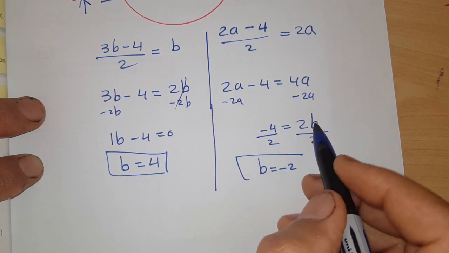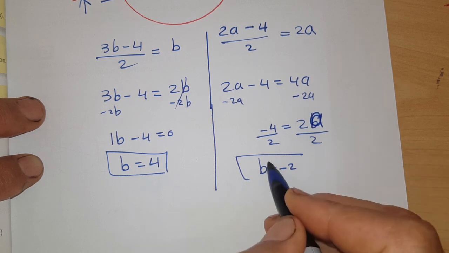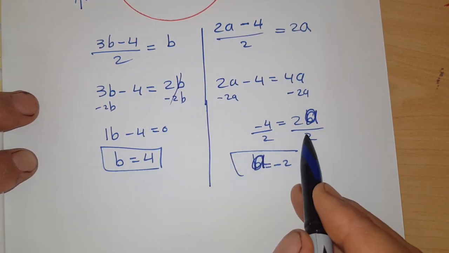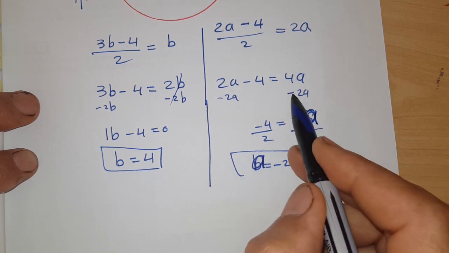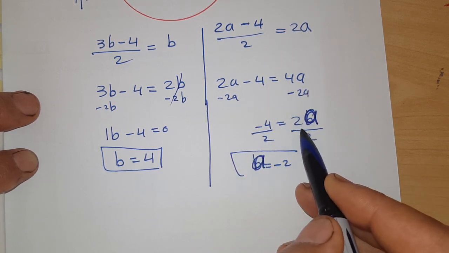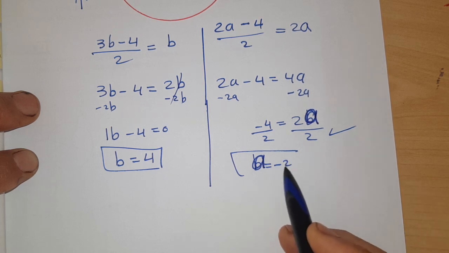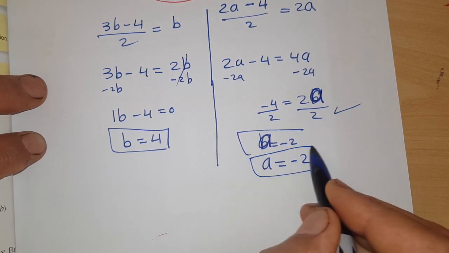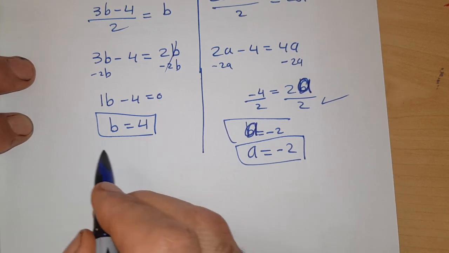Oh, sorry, this is A, sorry. This is A and this is A. So minus 2A on each side, so 2A equals -4, divide by 2, you will get A equal to -2. Again, A equals -2. So this is the value of A and this is the value of B.